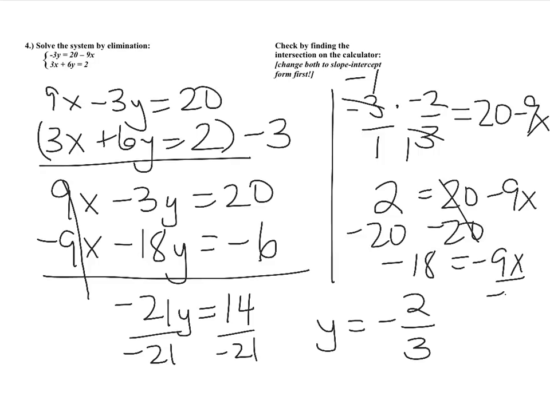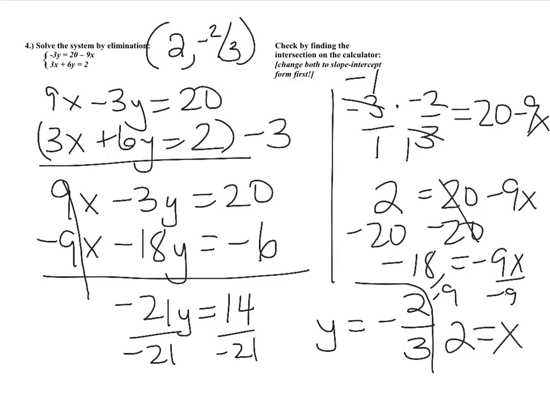Then I'm going to divide everything by negative 9. And 18 divided by negative 9 is 2. So I get that x is equal to 2. So the solution to the system is the ordered pair. Remember, x comes first, so it's 2, negative 2/3.